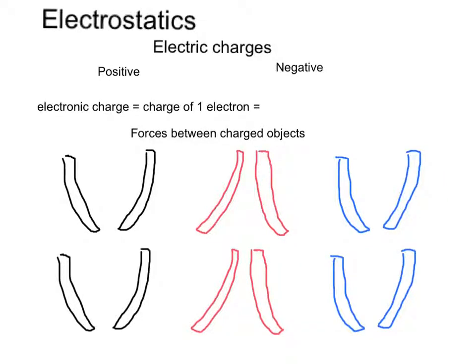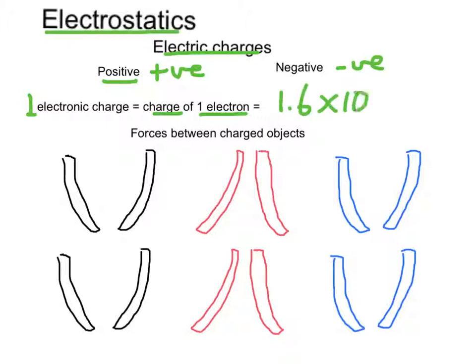In this chapter, you will learn electrostatics 靜電. There are two kinds of electric charges, namely positive and negative charges. One electronic charge is equal to the charge of one electron, which is equal to 1.6 times 10 to the power negative 19 coulomb.